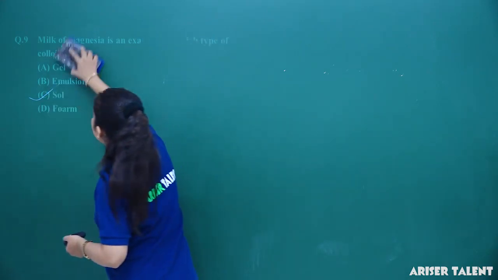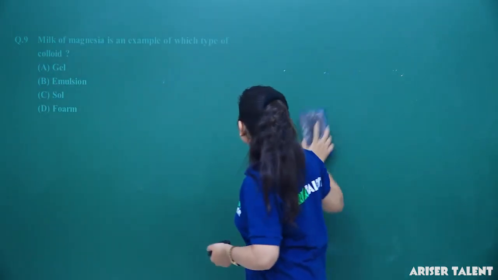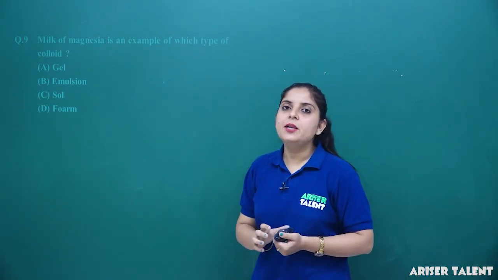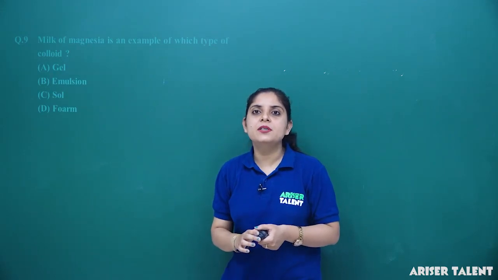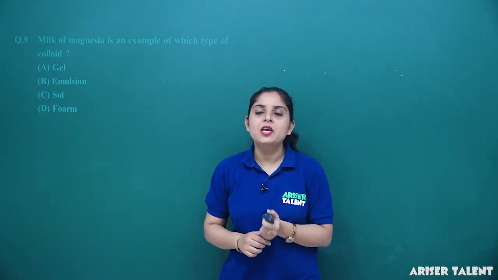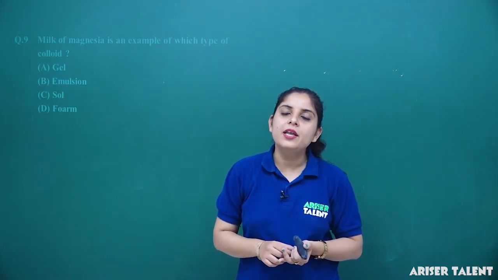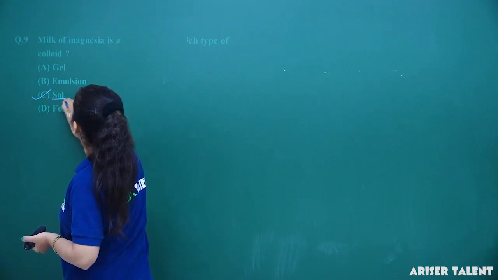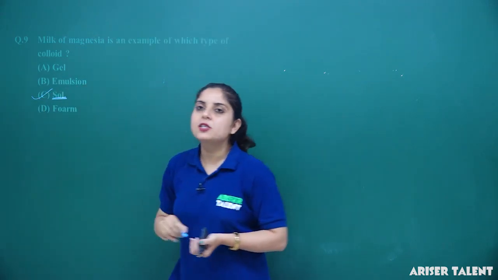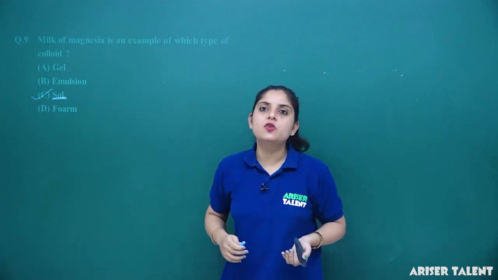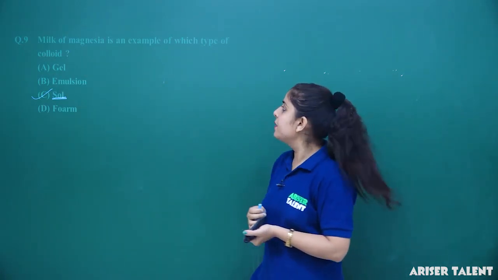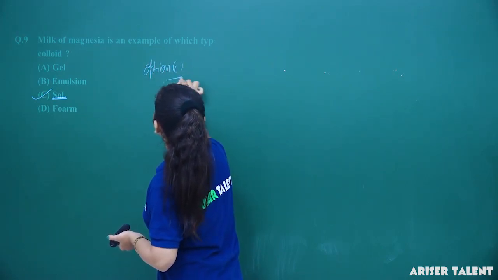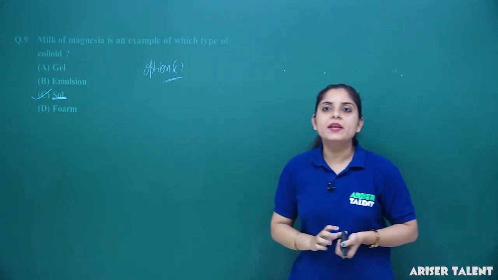Milk of magnesia is an example of. So, milk of magnesia is basically a liquid and solid. It means the dispersed phase and the dispersing medium are liquid and solid respectively. So, if liquid is getting dissolved in the solid, you can say it is a sol. Clear? So, milk of magnesia is an example of a sol here, because the dispersed phase is solid and the dispersion medium will be the liquid in this case. So, we can find here that option number C will be correct.